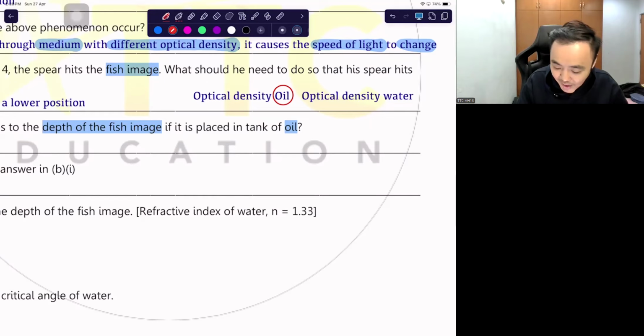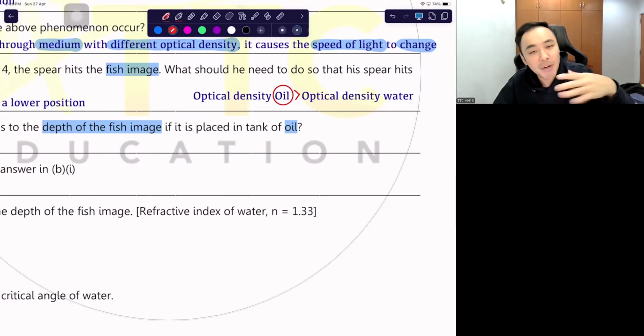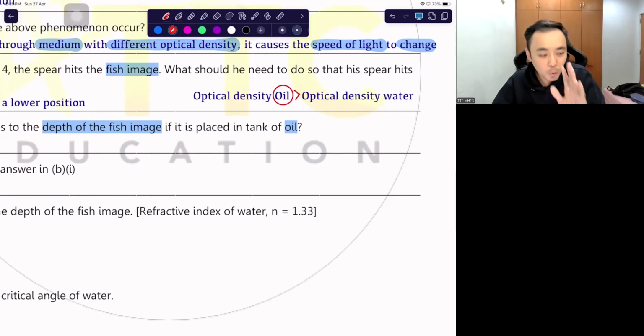This one is the exceptional case. Most people tell me, hey, I thought the density of oil is lower. Yes, most of the time optical density follows density, but there are exceptional cases. Of course, you'll ask, do I need to remember everything? No. Usually they ask you about common liquids like water and oil. The answer is very simple: think of yourself as light. If you go slower in this medium, optical density is higher. If you swim faster, optical density is lower. Now, inside oil, you swim slower.